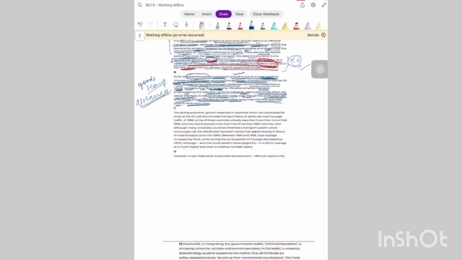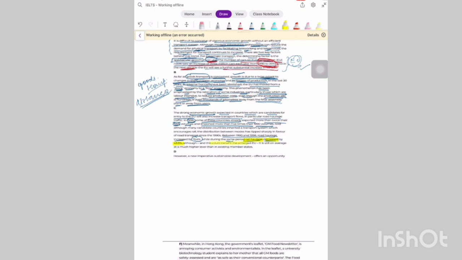Then the strong economic growth expected in countries which are candidates for entry to EU will also increase transport flows, in particular road haulage traffic. In 1998, some of these countries already exported more than twice their 1990 volumes and imported more than 5 times their 1990 volumes. Between 1990 and 1998, road haulage increased by 19.4%, while during the same period, rail haulage decreased by 43.5%.